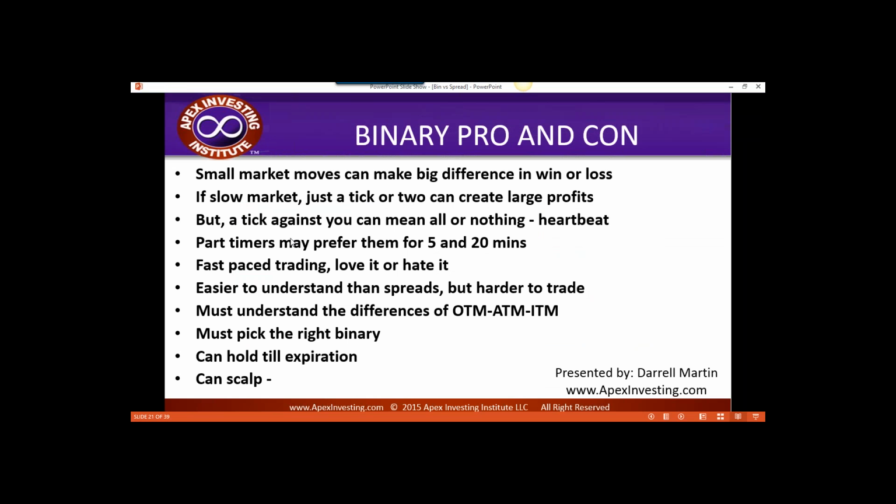Another big pro about binaries, especially if you're new and wondering what to do, binaries or spreads? Well, some people really like the fast-paced trading of binaries. And some people are part-timers. They don't have a lot of time to trade when they're first starting. They have full-time jobs. They're trading on the side, early morning or at night. And binaries can be great for that because of the 5-minute binaries or the 20-minute binaries. There are no 5-minute or 20-minute spreads.